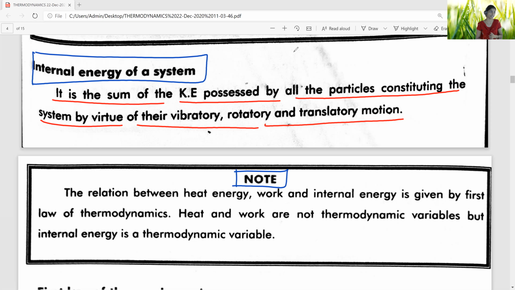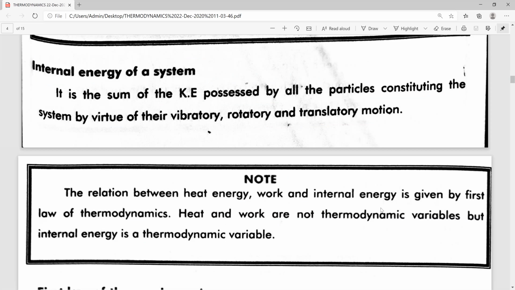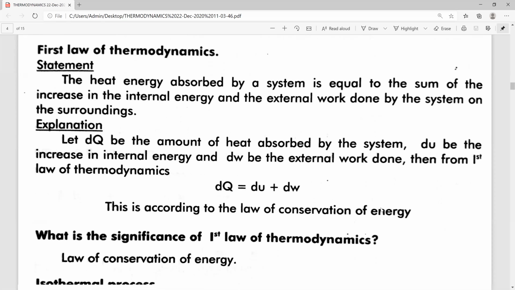first law of thermodynamics. So heat and work are not thermodynamic variables, but internal energy is a thermodynamic variable. And the relation between heat energy, work and internal energy is given by first law of thermodynamics. And let us see about first law of thermodynamics.